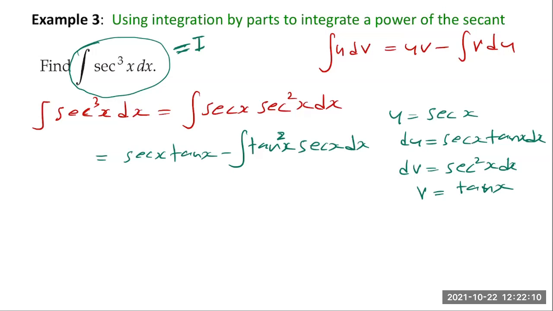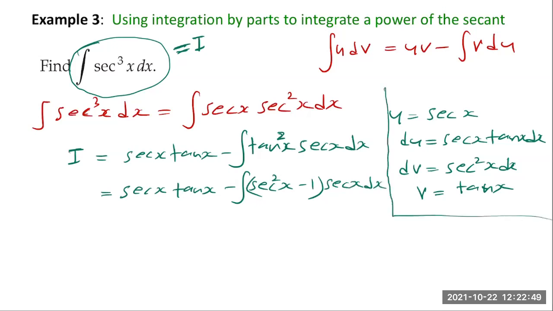Okay, so I am giving a label for a reason. You will see why I'm giving that label. So this is simply I. That means this is I. This is I. So now I'm going to write this as secant squared x minus 1, because tan squared x is secant squared x minus 1. This is equal to secant x tan x minus the integral of (secant squared x minus 1) times secant x dx.